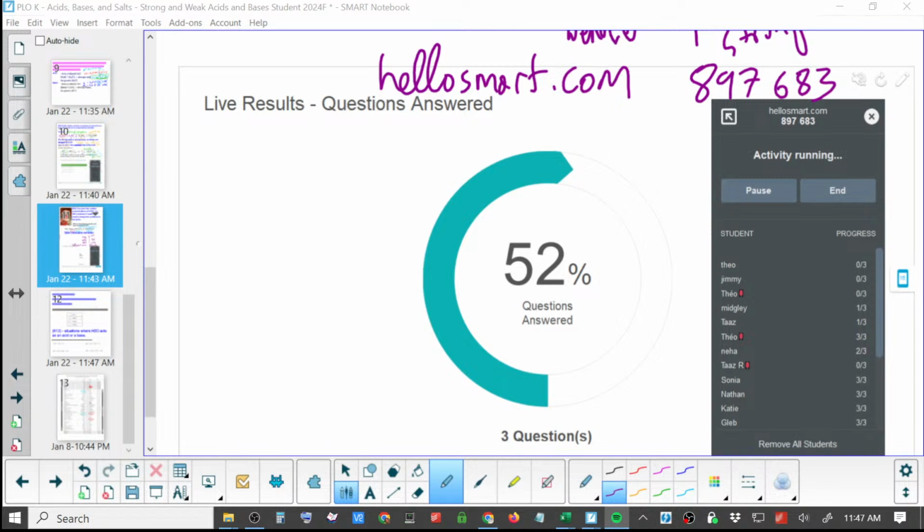Okay, so what does it say? It says NO3, and then I'll raise up the top. So NO3 is the actual base.